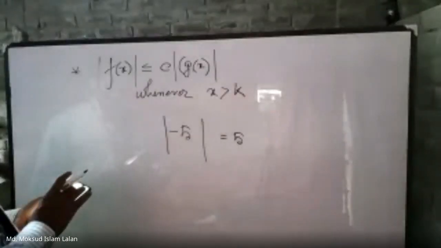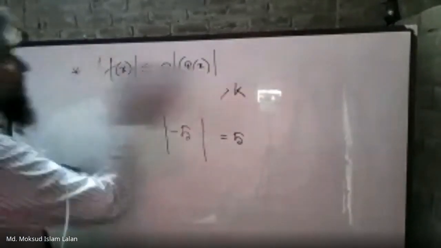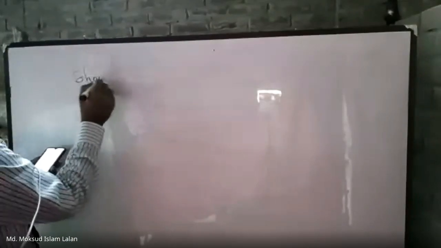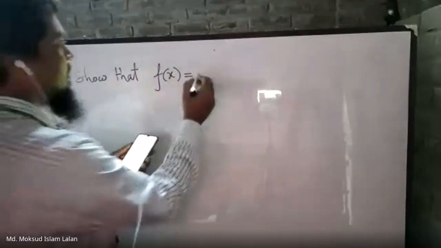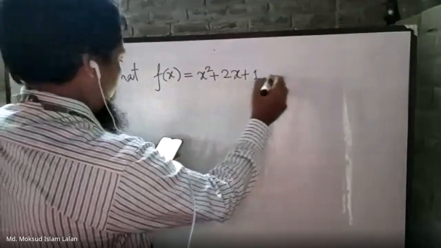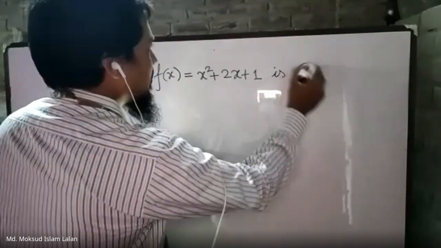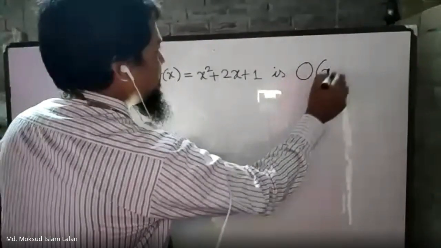Okay, so coming to the math, example number one. Write down the question. Is it Big O of x squared, right?